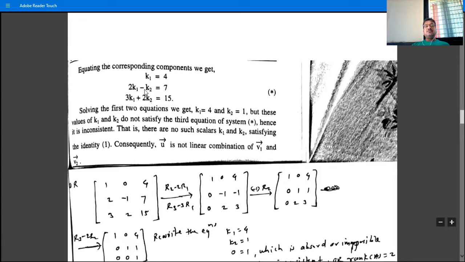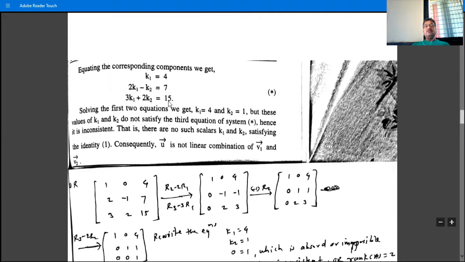So we have K1 is 4, and after substituting K1 as 4, K2 is 1. But if we substitute these values of K1 as 4 and K2 as 1, what do we have? 3 into 4 is 12 plus 2 into 1 is 2. So we have 14 as the answer.